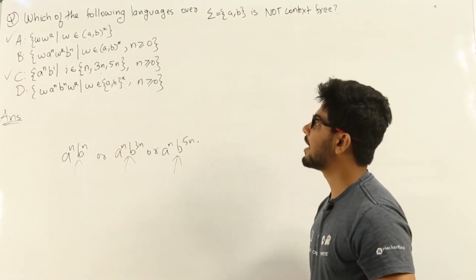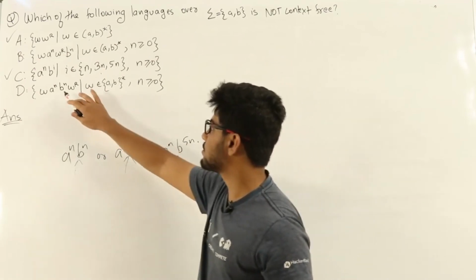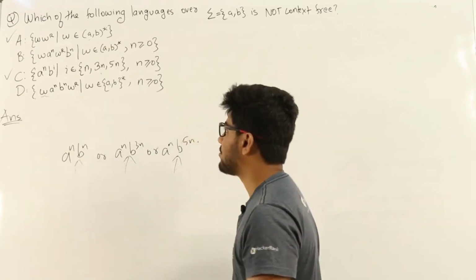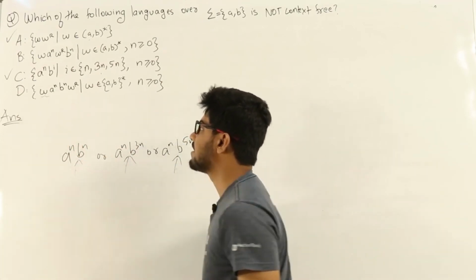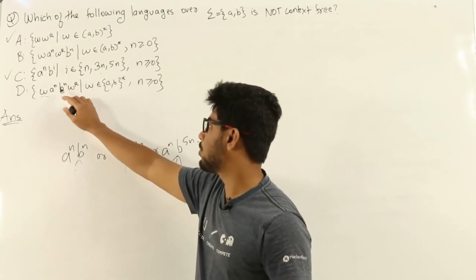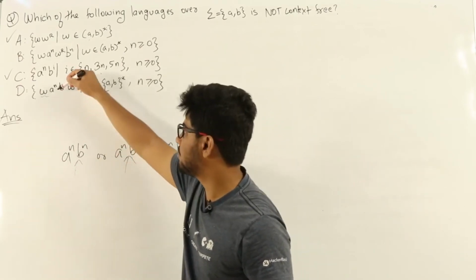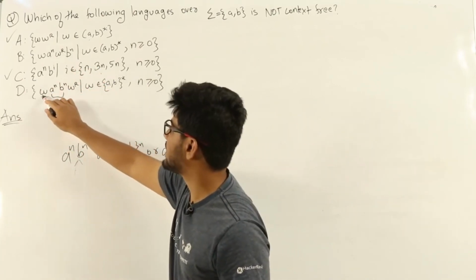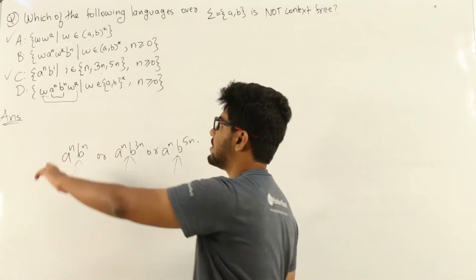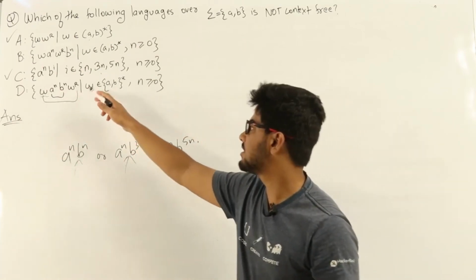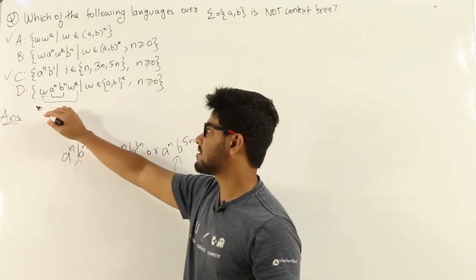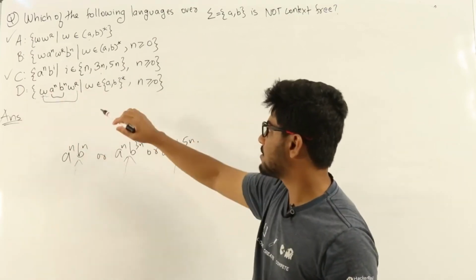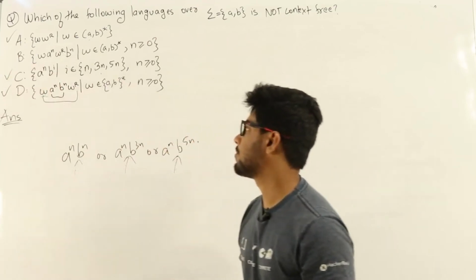Now coming to D, w a power n b power n w reverse. This is also context free. How we do it is, we will be pushing the string w to the stack initially. After that we will be pushing n a's to the stack. After that, when we are seeing b's, we will be popping off each a one by one from the stack to match it with b's. So this part and this part we will be matching. After that, we have the string w in the stack, and we will be matching it with w reverse. When we see input, we'll verify that each alphabet we see is the same as the one on the top of the stack. When we do matching and popping off like that, we'll be matching w to w reverse. So for this also we can design a non-deterministic pushdown automata.